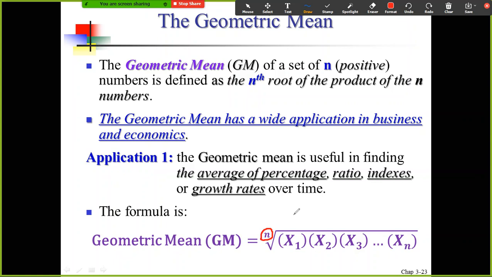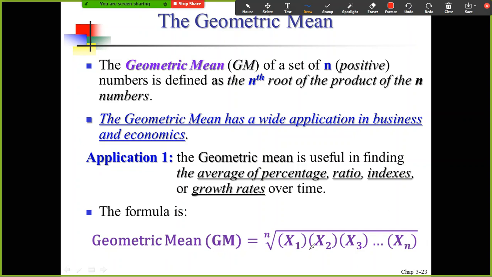Okay, we have the n-th root. But if we have only two values, x1 multiplied by x2, we need to use only the square root, because this is the square root, this is n equals 2. Okay, this is the geometric mean. So this is the formula that we need to find the geometric mean.